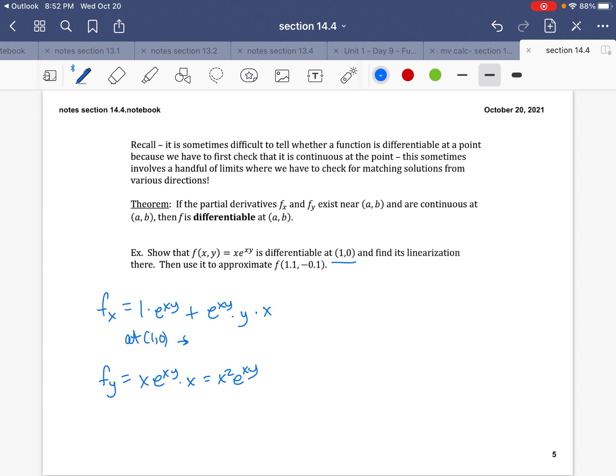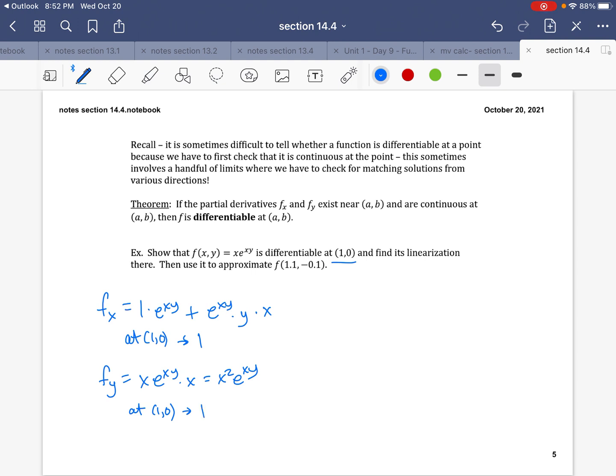So now we want to actually go ahead and see at the point we're talking about, (1, 0). So at (1, 0), this thing is going to come out to 1 because I end up getting e to the 0 plus e to the 0 times 0 times 1. And for this one down here, at (1, 0) I end up getting 1 squared times e to the 0, so that's 1 also.